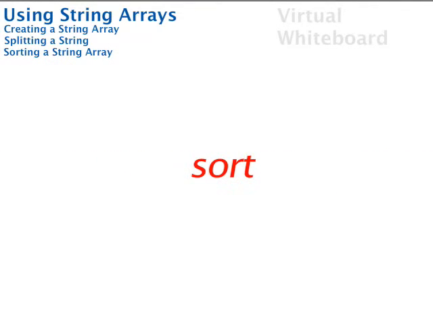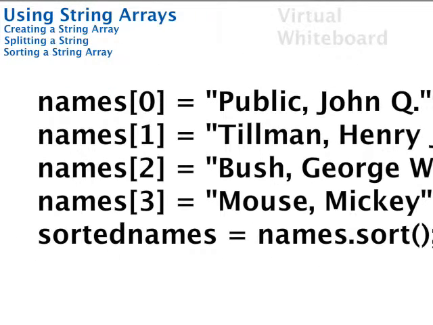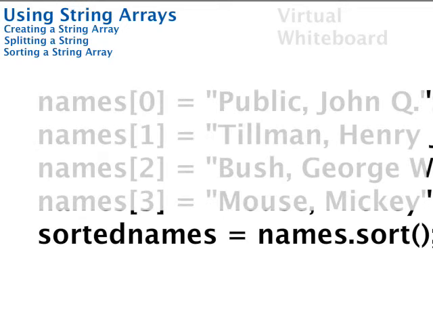JavaScript also includes a sort method for arrays, which returns an alphabetically sorted version of the array. For example, these statements initialize an array of 4 names and sort it. The last statement sorts the names array and stores the result in a new array, sortedNames.